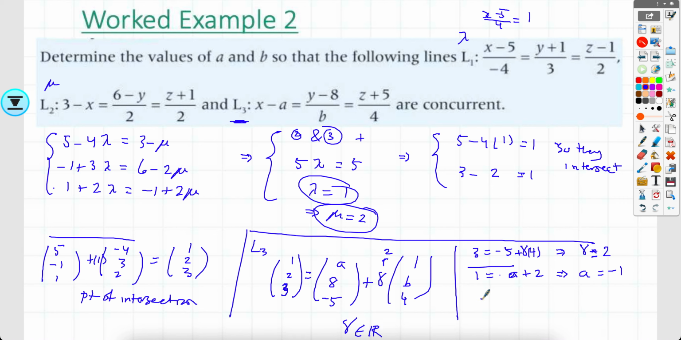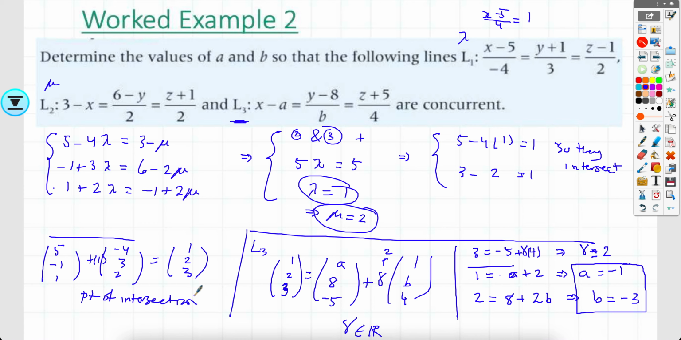And then I do the same thing for b. I have 2 equals 8 plus 2b. And that gives me that b is equal to -3. So in order for the 3 lines to be concurrent, these two do intersect, and they intersect at 1, 2, and 3. And for the third one to intersect them, the gamma has to be 2, and a has to be -1, and b has to be -3. If this is satisfied, then L3 will also have a point of intersection 1, 2, and 3 with the rest.